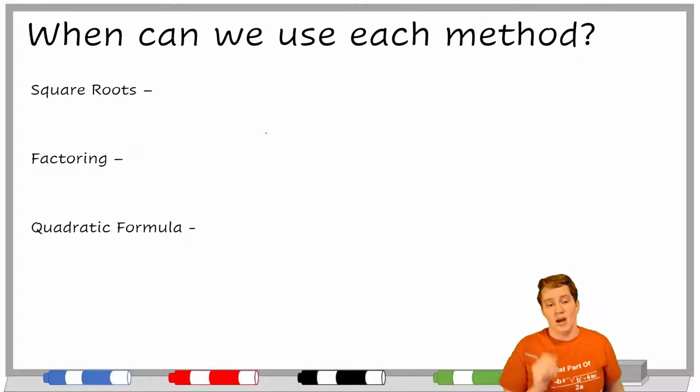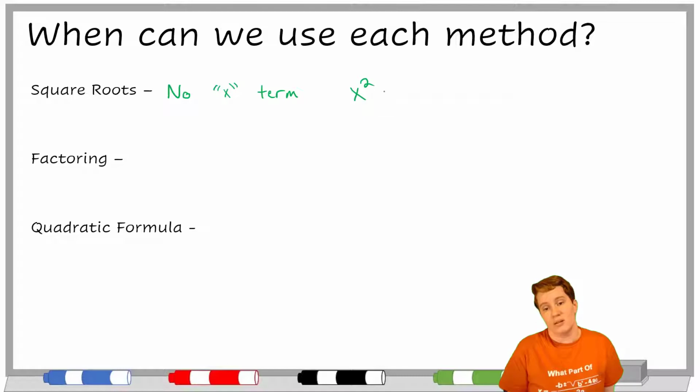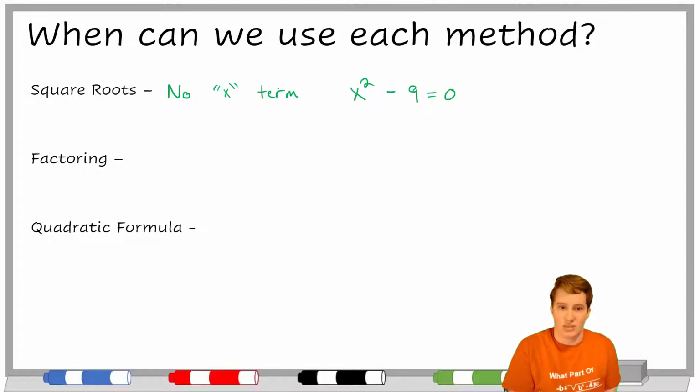So the first way we did in 8.1 was square roots. And so square roots only works if there is no regular x term. So if you have x squared, but you don't have an x, so something like x squared minus 9 equals 0. There's an x squared, there's a number, but there's not a 5x in there throwing us off. So we're allowed to get x squared by itself as though we were solving it like a normal equation, and then square root each side. And don't forget that that gives us a plus or minus.